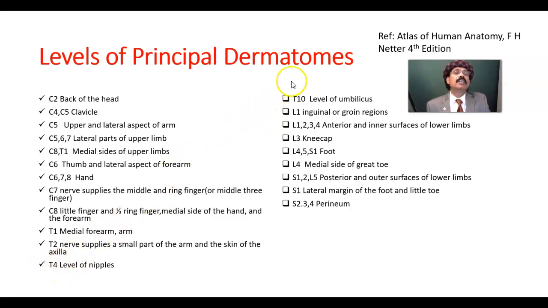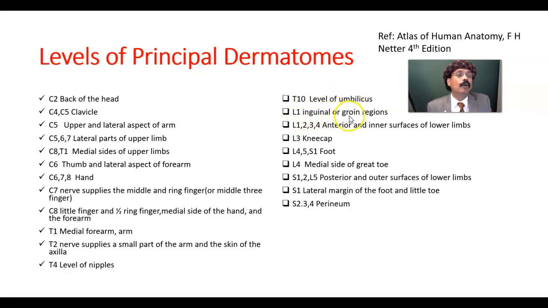We'll add one more, T6 for the xiphoid process. Part of T5 may come close to the xiphoid process, but the tip of the xiphoid process of the sternum, that dermatome is T6. Okay, T10, level of the umbilicus. Umbilicus is very important. We may have appendicitis, appendix inflammation. In case of acute appendicitis, we may have referred pain to T10, the level of the umbilicus.